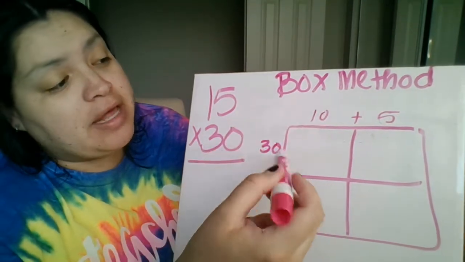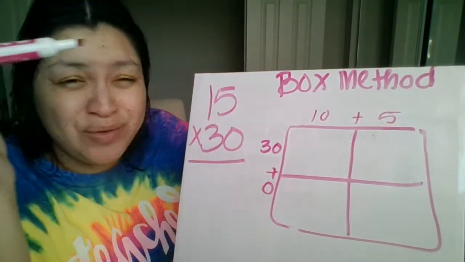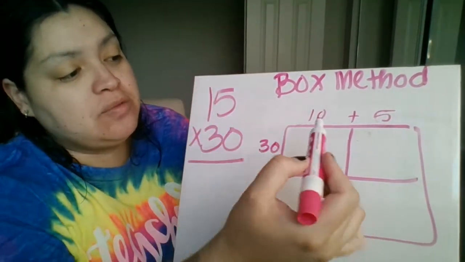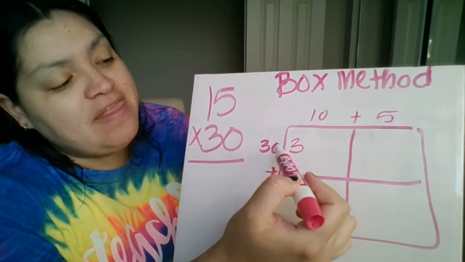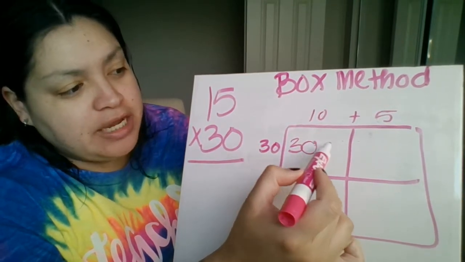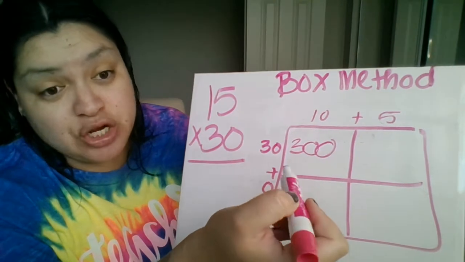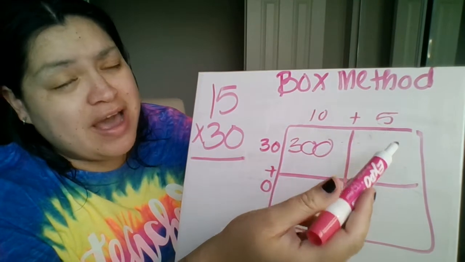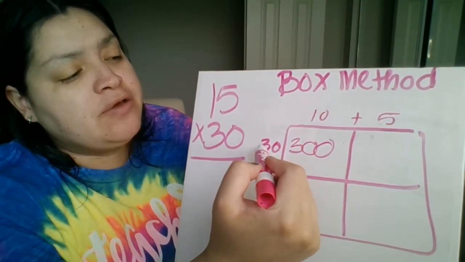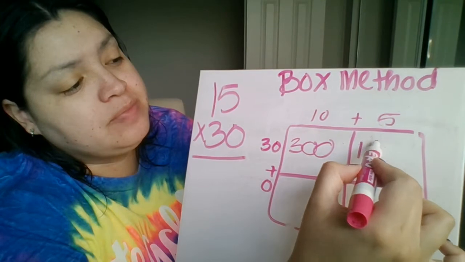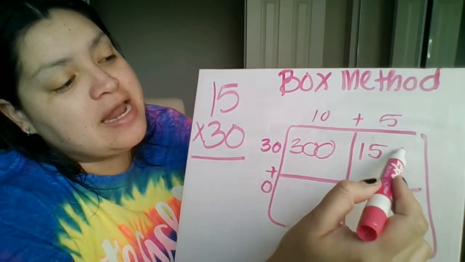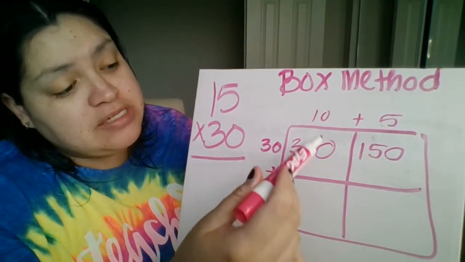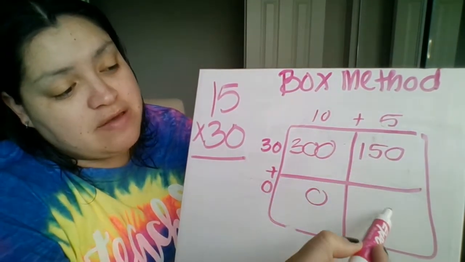Now I'm going to go in and multiply. 10 times 30. I don't know what 10 times 30 is off the top of my head, but I do know that 1 times 3 is 3. And then I add in that many zeros. Remember that little trick? So I know that 10 times 30 is really 300. And then I'm going to do the same for over here. 30 times 5, I'm not quite sure what that is, but I know that 3 times 5 is 15. And then I'm going to add in that 0, okay? Then I'm just going to go into the rest of the boxes. 0 times 10 is 0, and then 0 times 5 is 0.